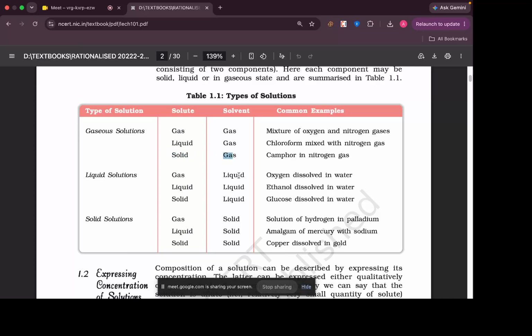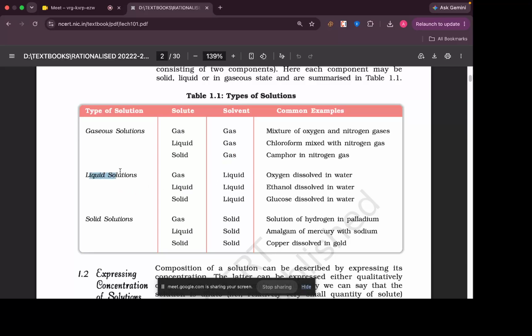Third is solid into the gas. You have seen camphor and naphthalene balls, right? Our mom keeps them in the cloth or anywhere where we know that rodents will come. So there we keep camphor balls or naphthalene balls. Naphthalene balls are solid in nature and they diffuse into the gas in the environment.